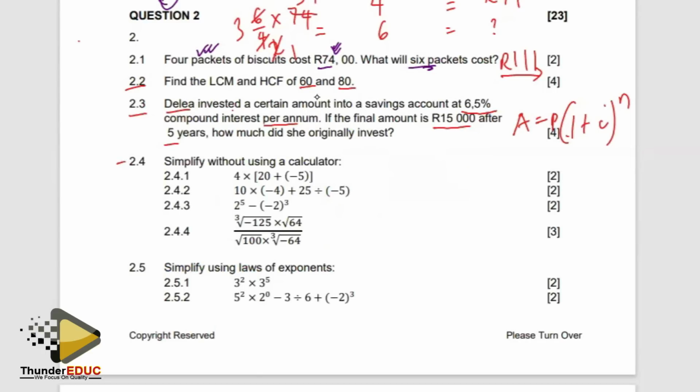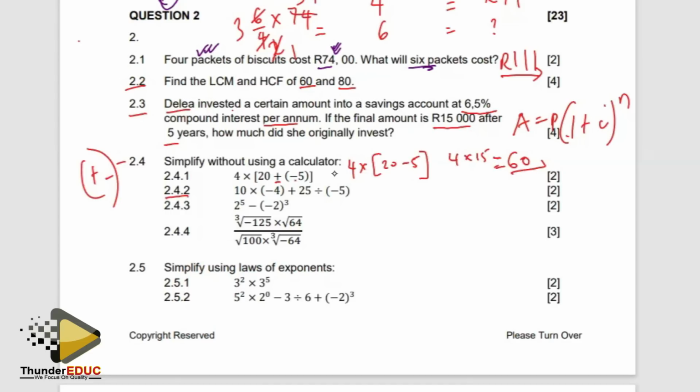2.4. Simplify without using a calculator. So this falls under the integers. With integers, what we need to pay attention to will be BODMAS, how the signs operate, and the plus and the minus, how they relate. So let's start with the bigger bracket. In the bigger bracket, we have 4 times 20 plus minus. A positive and negative will give us a negative. So it will be 20 minus 5. We know that 20 minus 5 is 15. So 4 times 15, this should give us 60. That's the answer of 2.4.1.